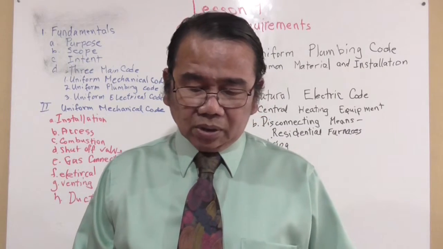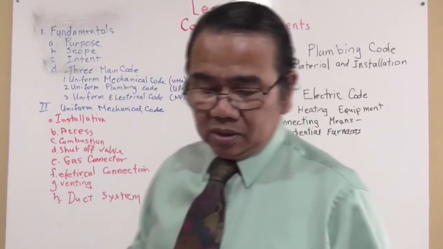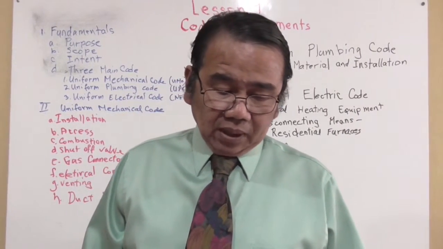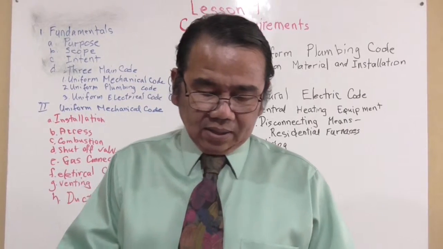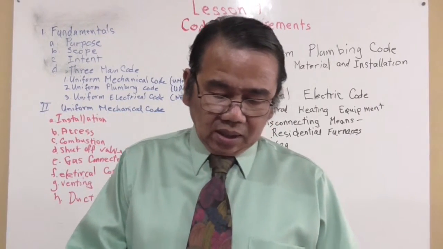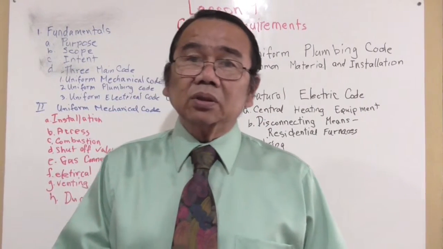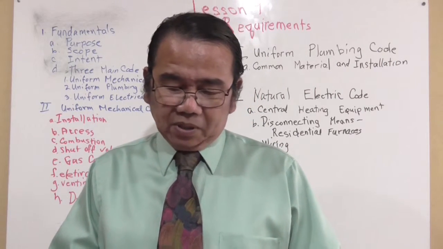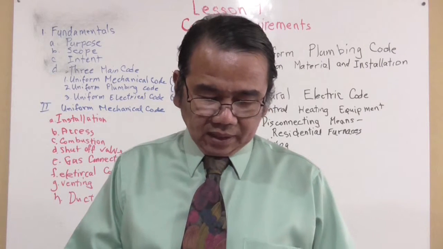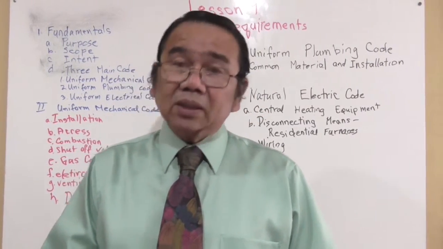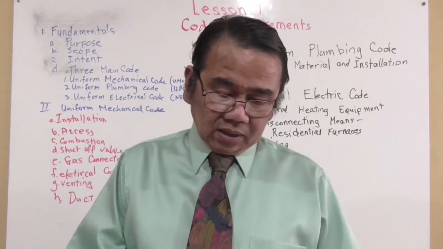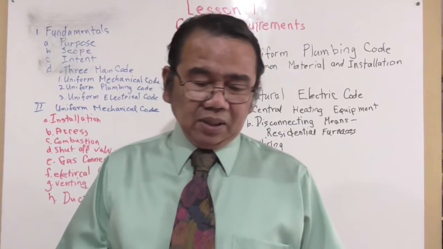Uniform Mechanical Code section. Number 1, the installation. Installation and operating instructions shall be attached to the appliance. Clearances from combustible material shall be as listed in the installation instructions. So if there's gas being burned, make sure we follow the code so we prevent fires. Cooling coils shall be installed on the discharge side, the supply air side of the furnace.